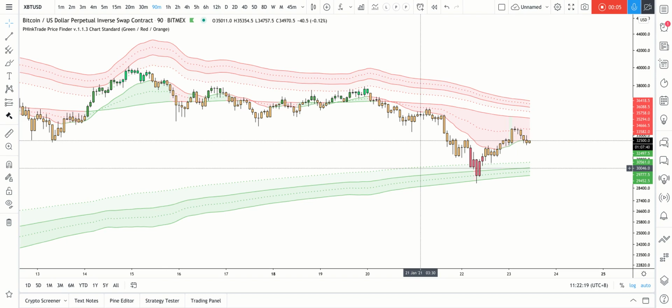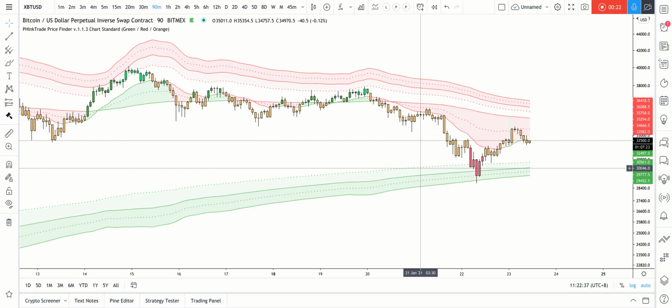So this is a quick video to help you get started with Price Finder Indicator. I'm going to present you a little bit of the basics and also tell you how to configure the indicator to work with the multiple time frames approach.